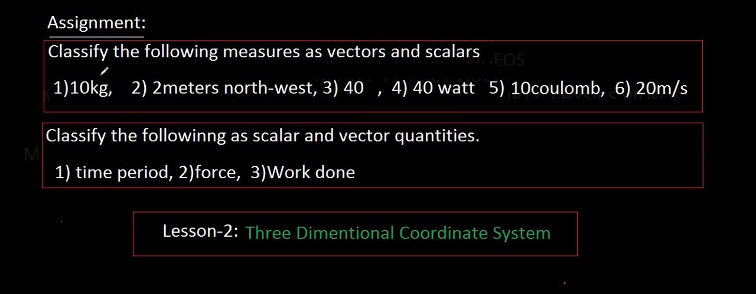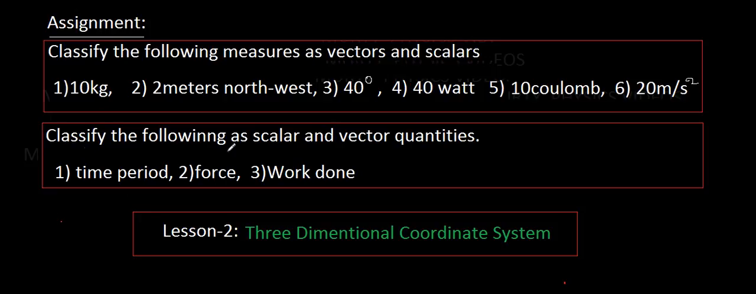This is the assignment for the students. Classify the following measures as vectors and scalars: 10 kg, 2 meters northwest, 40 degrees, 40 watts, 10 coulombs, 20 meter per second square. We have to classify them into vectors and scalars.